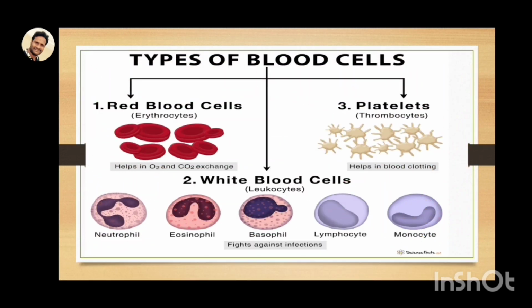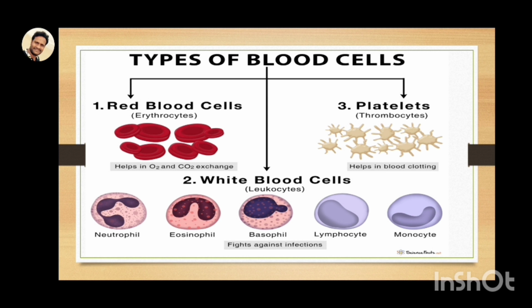We have already seen the types of blood cells in school education, so let me recall. Three types of blood cells can be seen. One is red blood cells, called erythrocytes. They are reddish in color because of the respiratory pigment hemoglobin. The main function of RBC is carrying nutrients and wastes, and also helping in gas transport, oxygen and carbon dioxide.